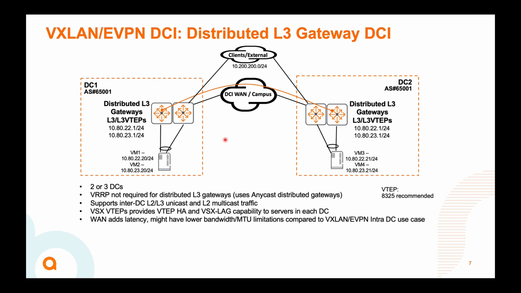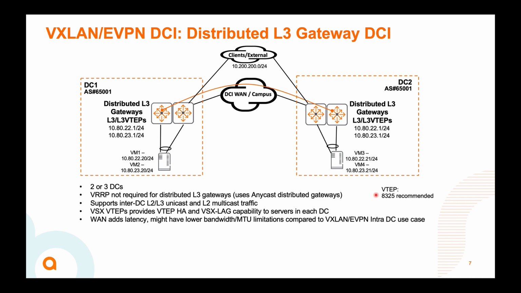If you wanted to, you could also use it across different data centers, across a wide area network in the middle, or if it's a campus environment, across the campus. So it's basically the same thing as you see here, just it's DC1, DC2 compared to rack 1 and rack 2. Your gateway IPs are distributed across the VTEPs. This will support layer 2 and layer 3 IPv4 unicast and layer 2 multicast because there's no PIM in the overlay. And we do not require VRRP because the distributed gateways use anycast.